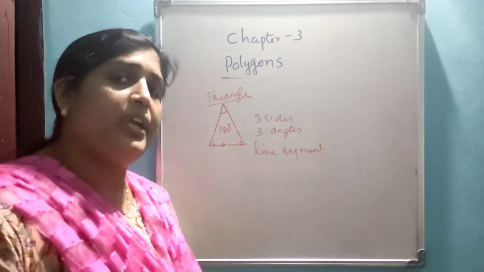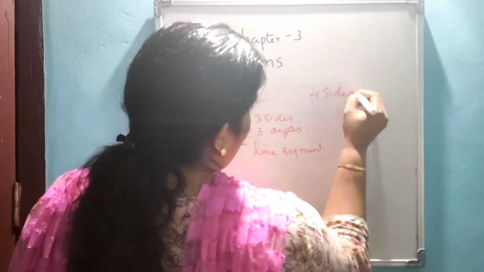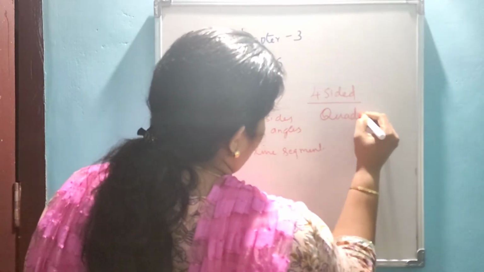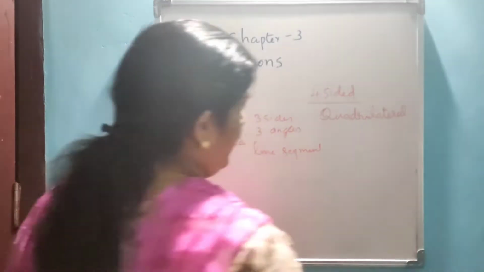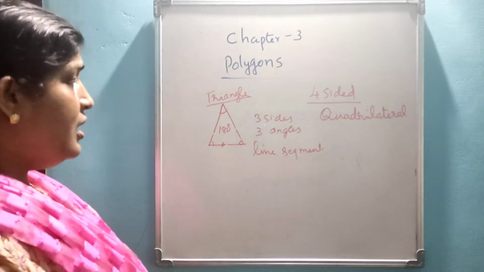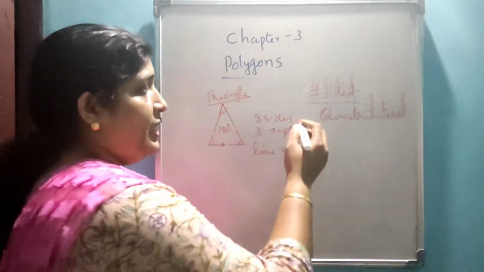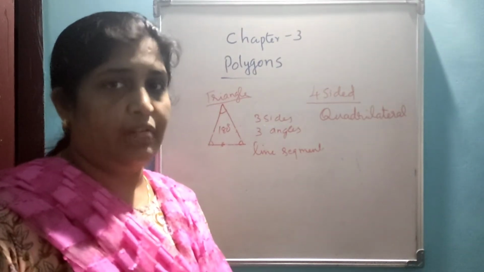Then what about a 4-sided polygon? A 4-sided polygon has a special name, that is quadrilateral. We know different types of 4-sided figures, right? Different 4-sided closed figures are there, and collectively they are called quadrilaterals, simple quadrilaterals.